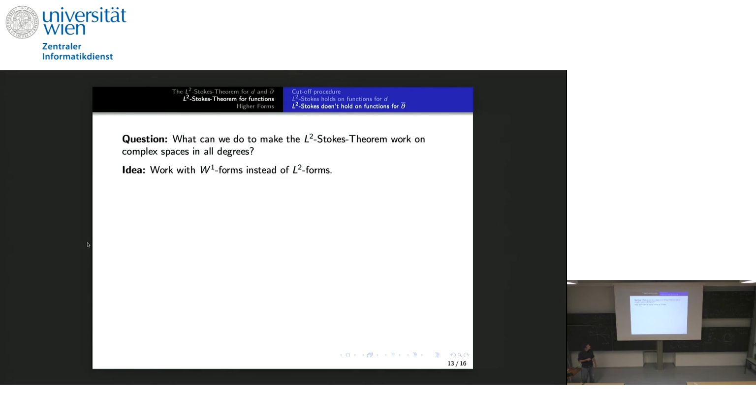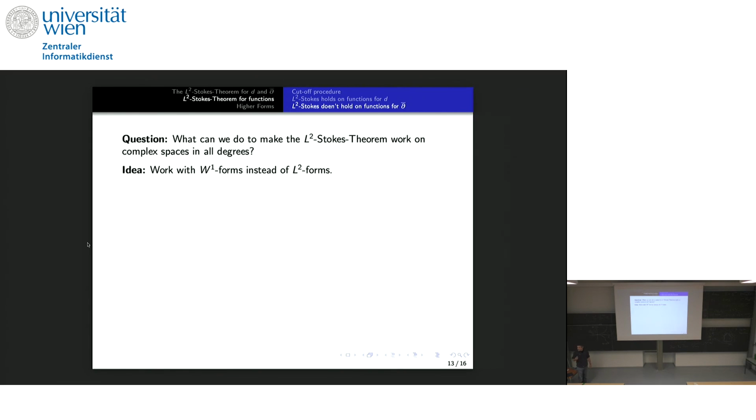And the idea is to work with Sobolev spaces instead of L2 forms. So the approximation procedure I just described by bounded forms had the problem that we had to consider the d-bar of the norm of f squared. And then delta f appears as well. But if we have that delta f is also in L2, then everything should work fine.